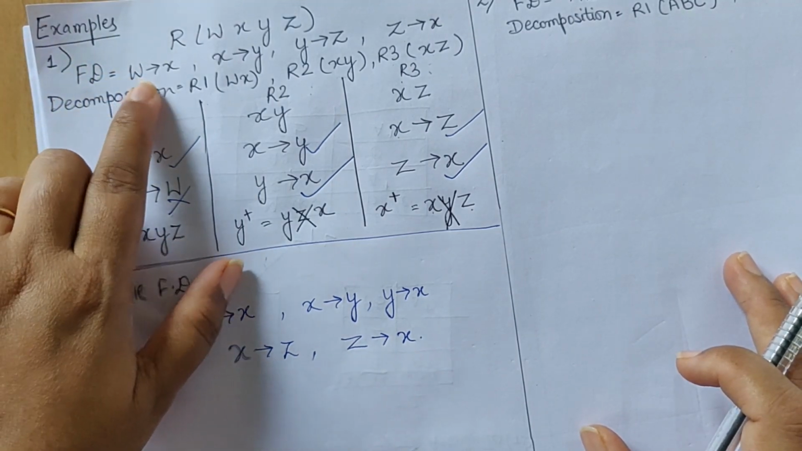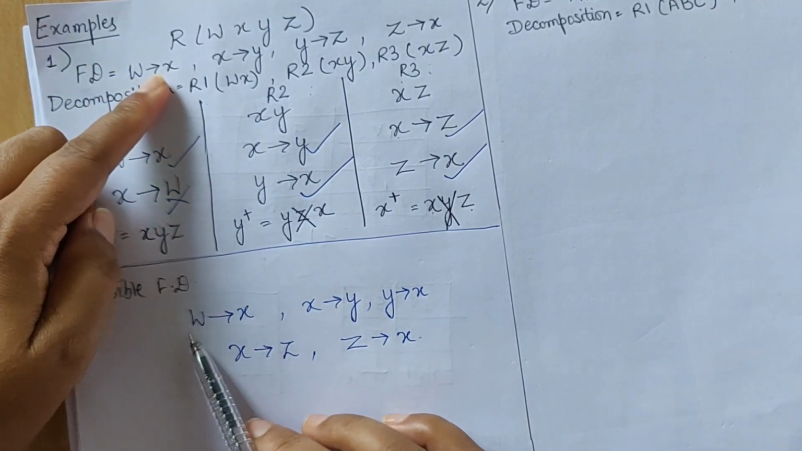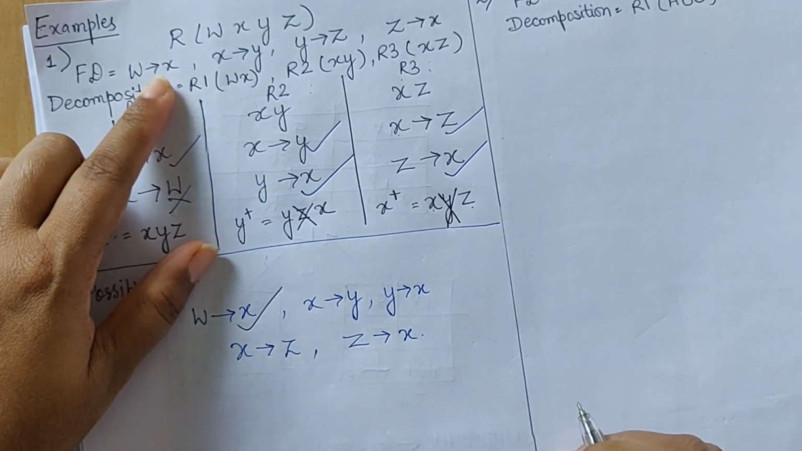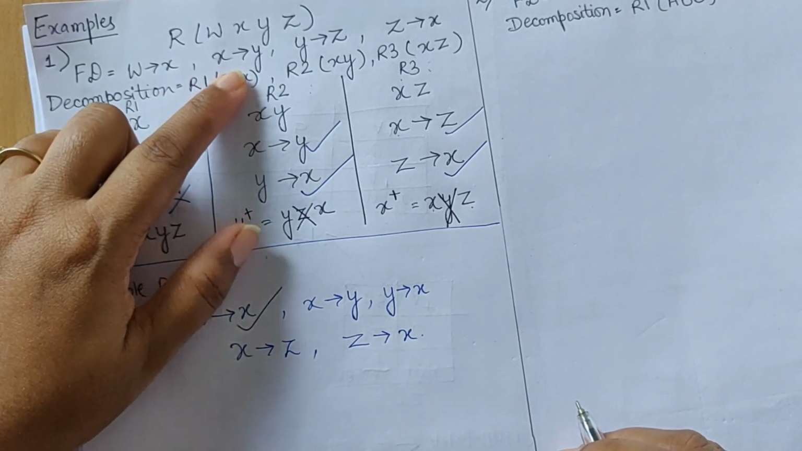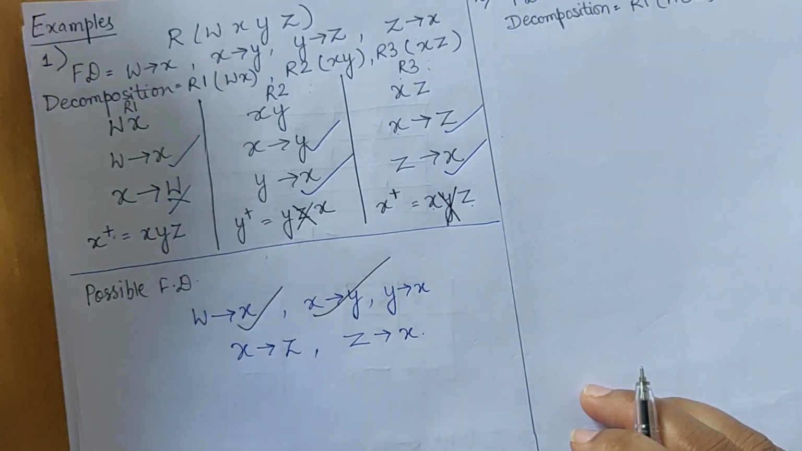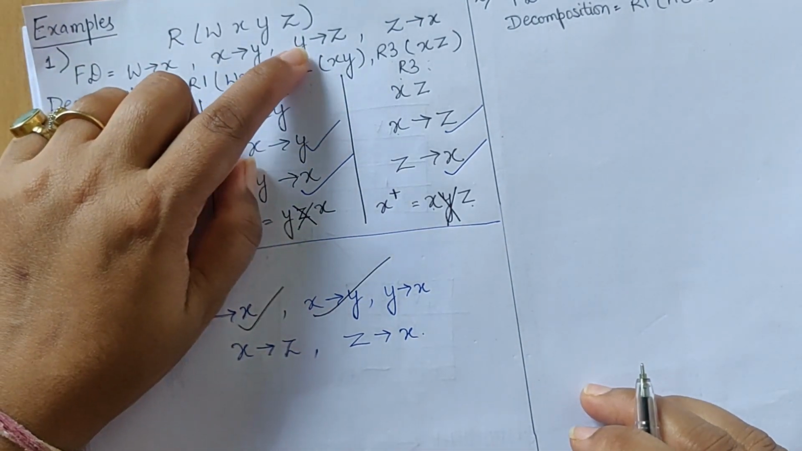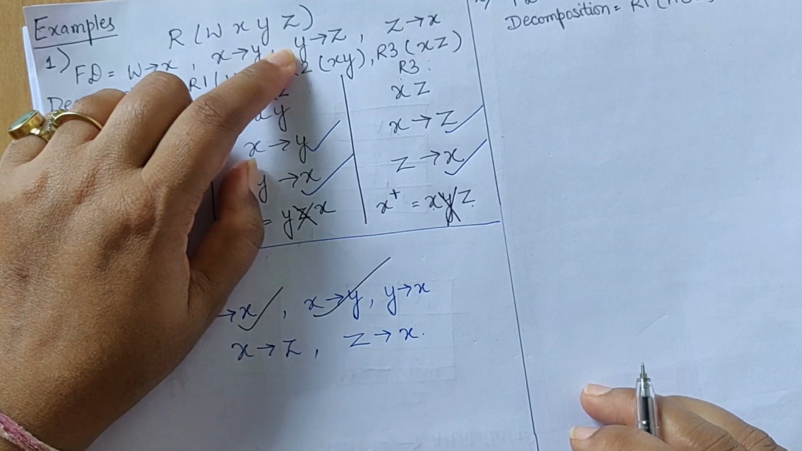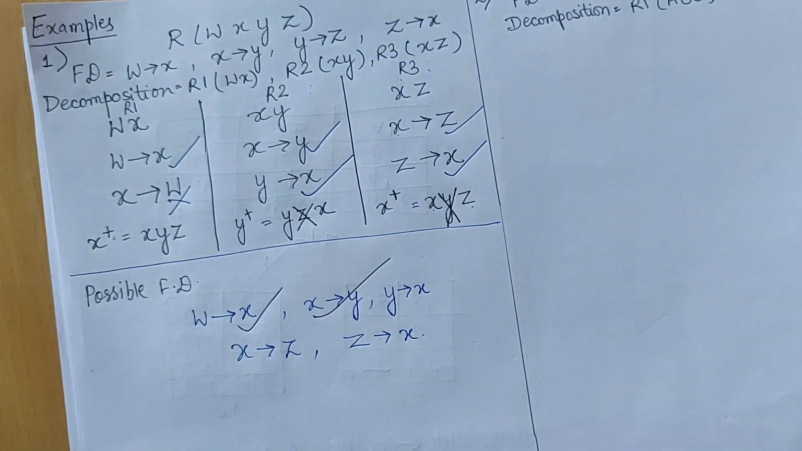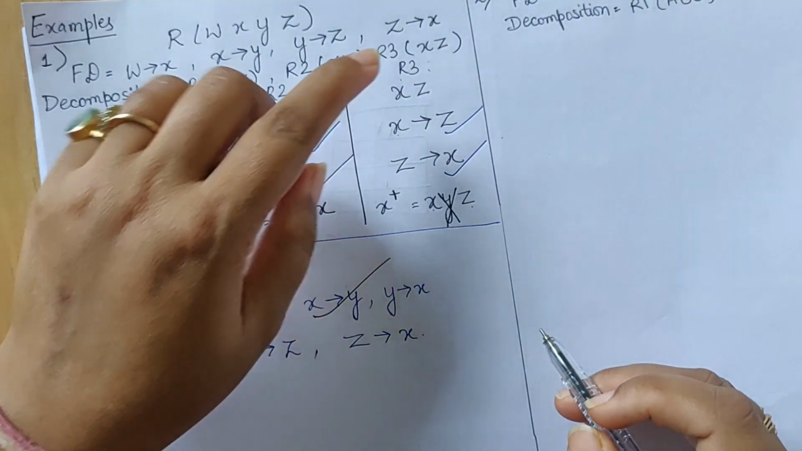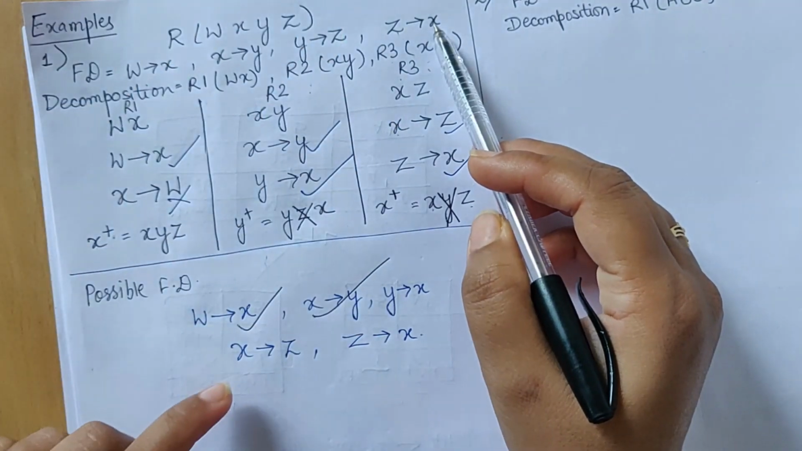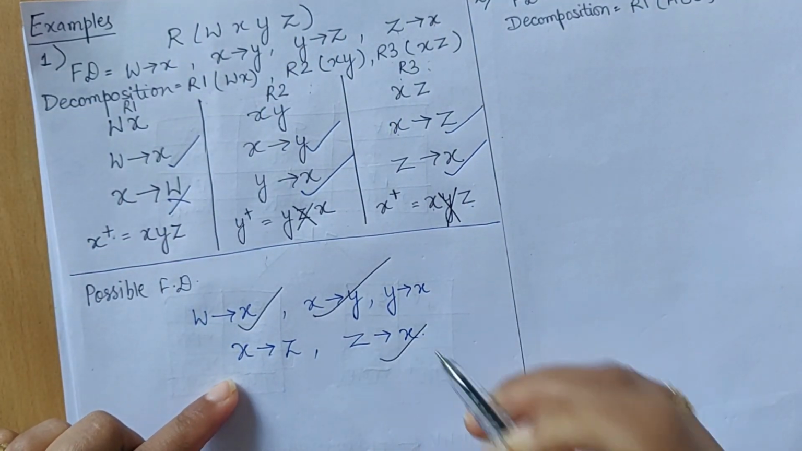So first dependency is W determines X. W determines X is directly present, so this dependency is preserved. X determines Y is also directly present, so this dependency is also preserved. Next, Y determines Z. Now Y determines Z is directly not present. Okay, I will check for this later. Here, Z determines X is also directly present.